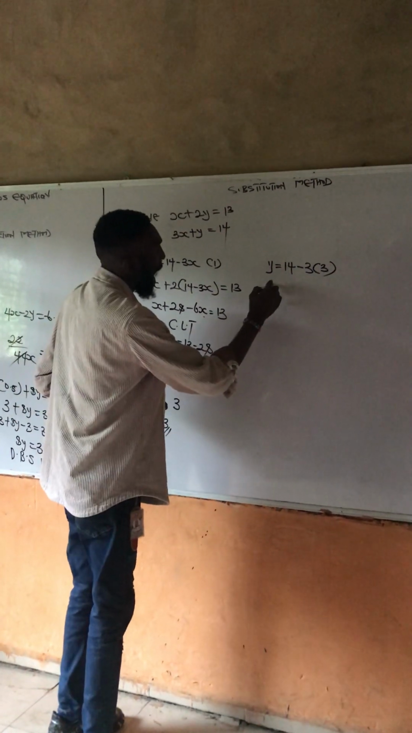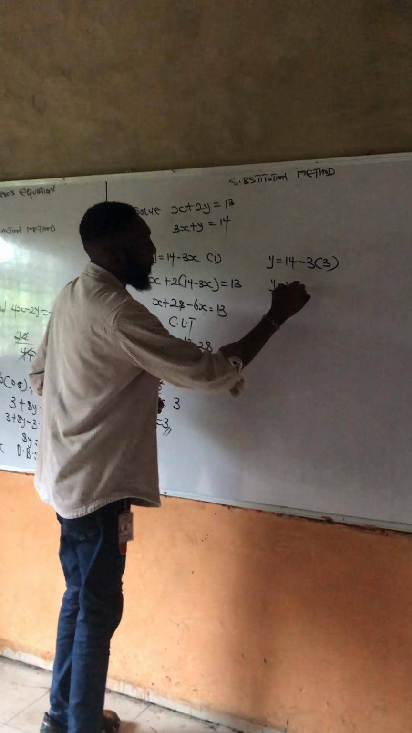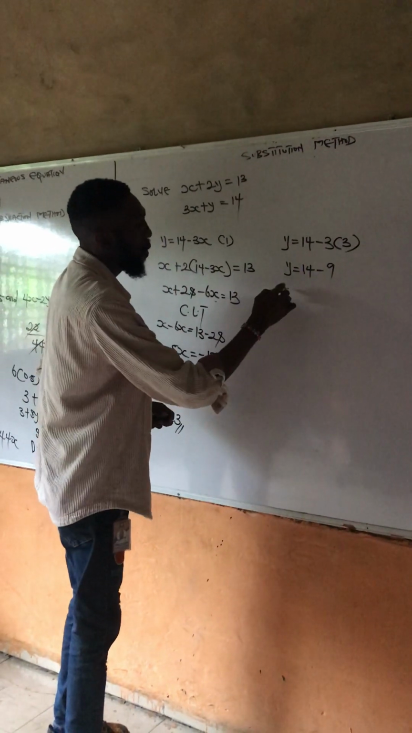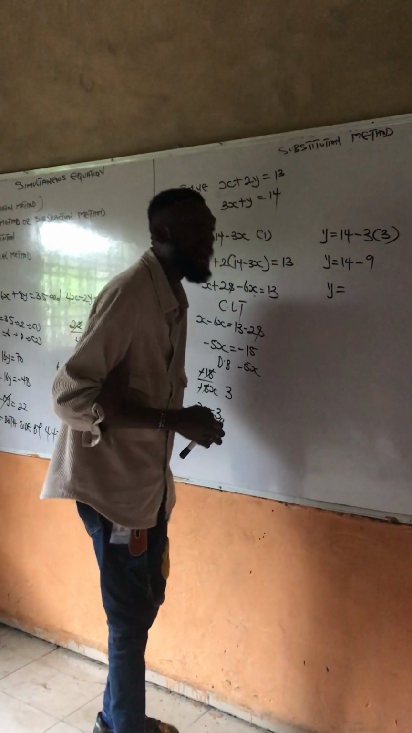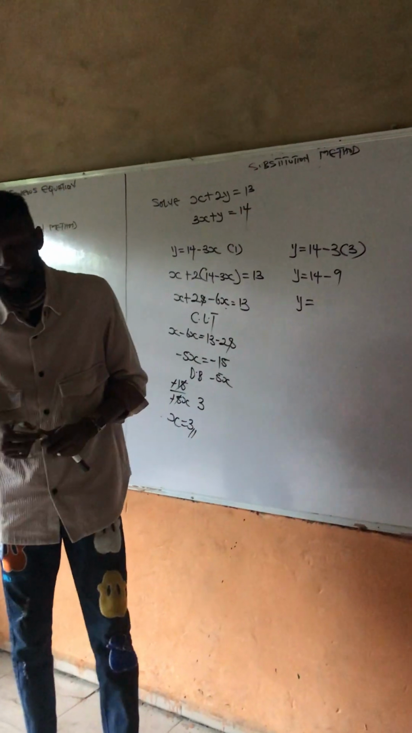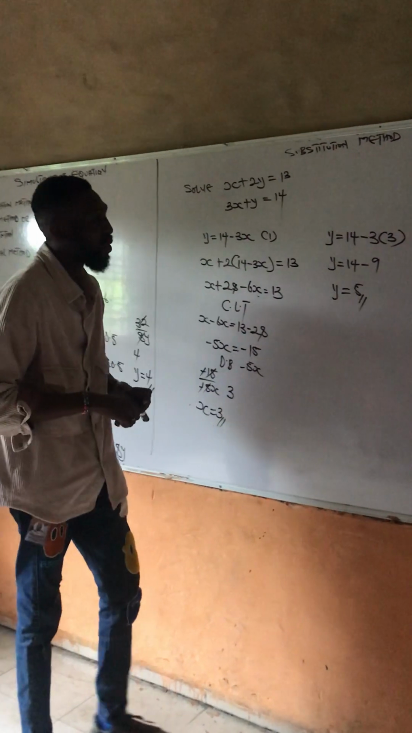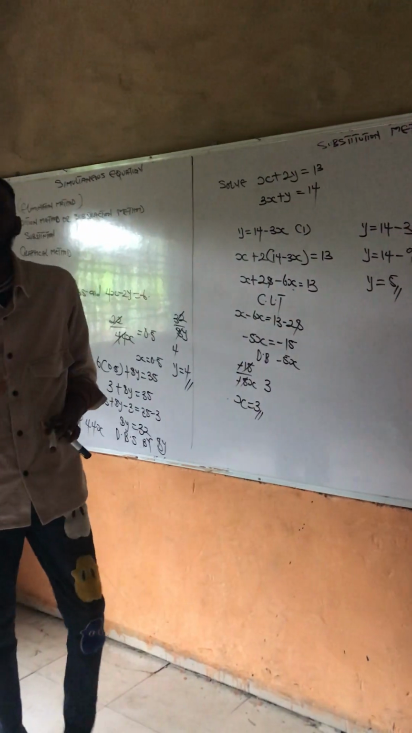So it's going to be y equals 14 minus 3 times 3, which is going to give us 9. So it's going to be y equals 14 minus 9, which is going to give us 5. So my answer is 5. So y is equal to 5. Simple as ABCD.